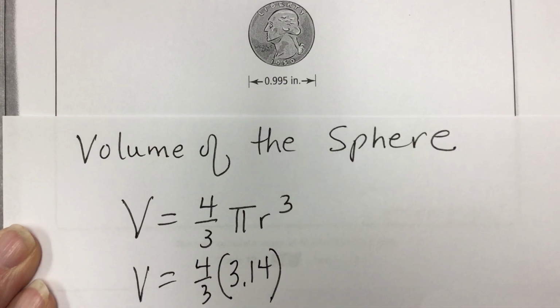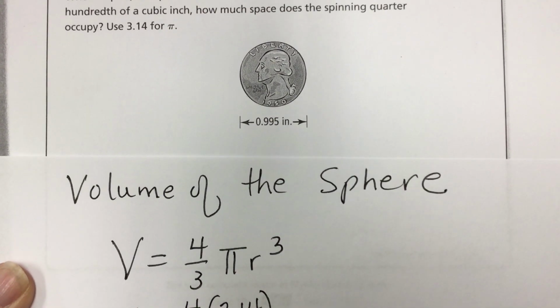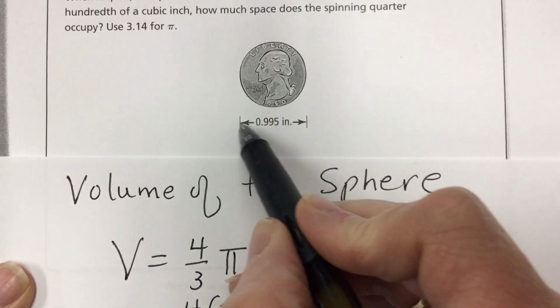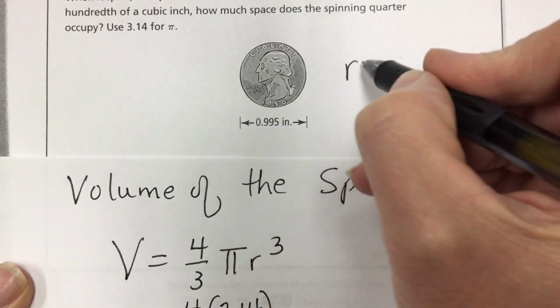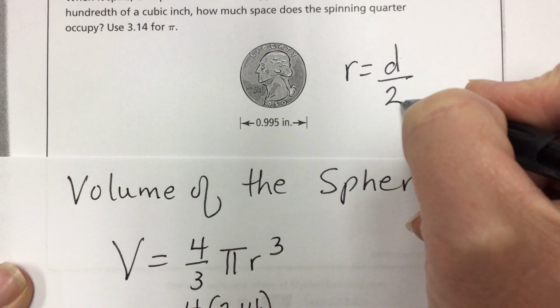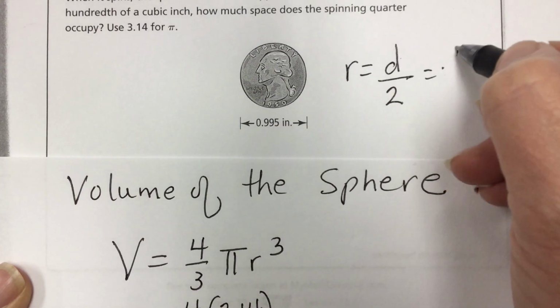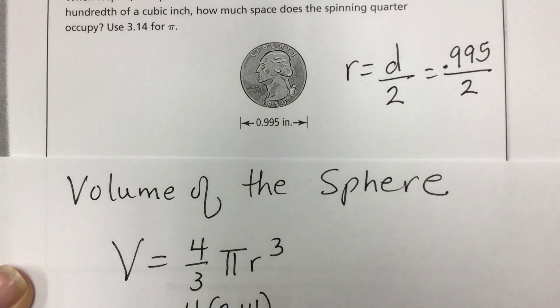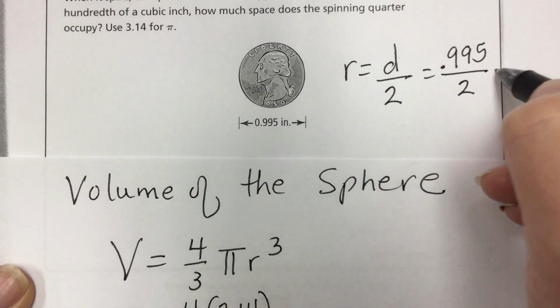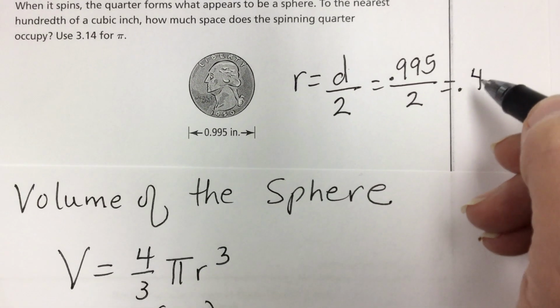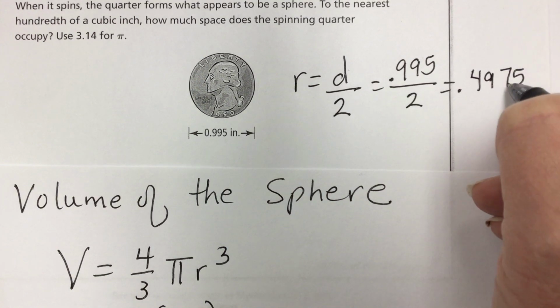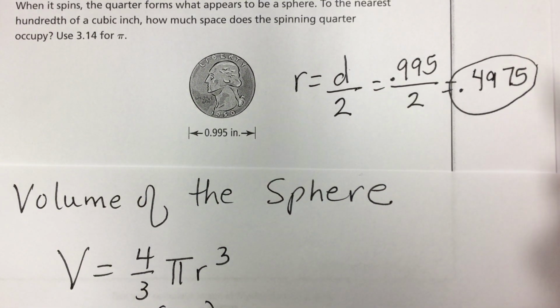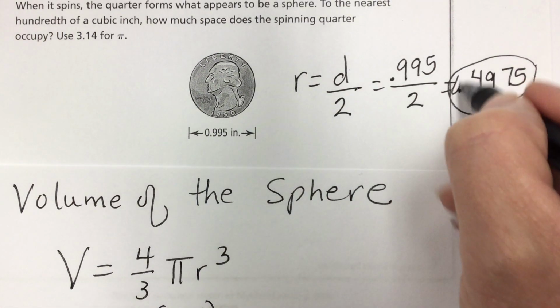Now what is my radius? Did the problem give us the radius? No, the problem gave you the diameter. Remember, radius is equal to your diameter divided by 2. So we'll take this value, 0.995, and divide it by 2. If you take 0.995 and divide it by 2, you end up with 0.4975. That is your radius, 0.4975. And you can put a 0 in front of that if you choose to.